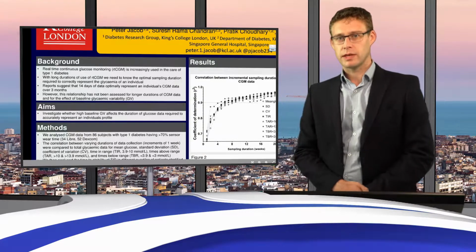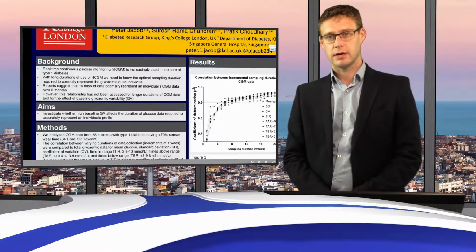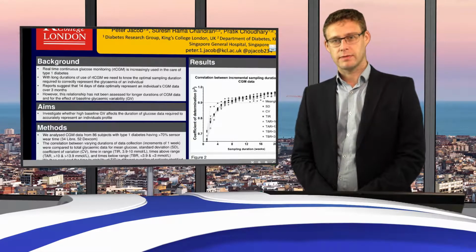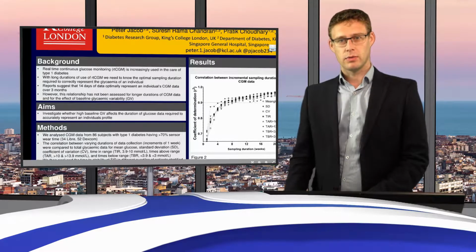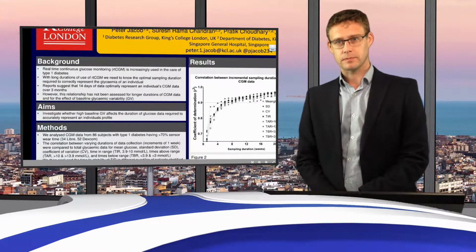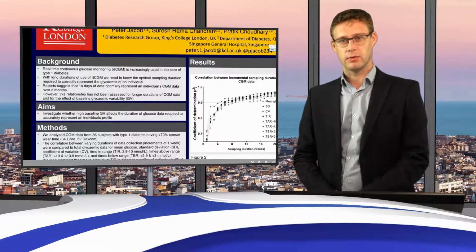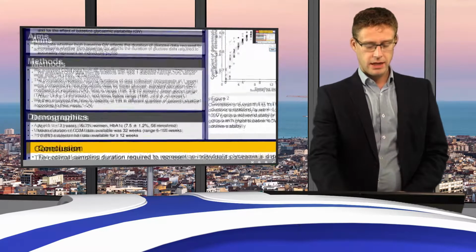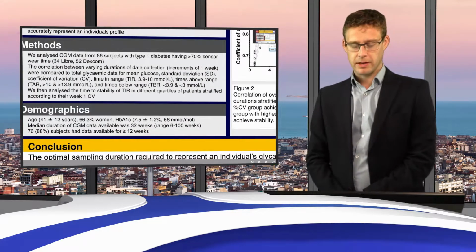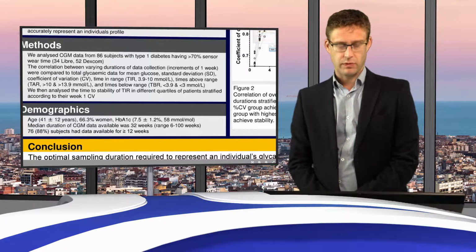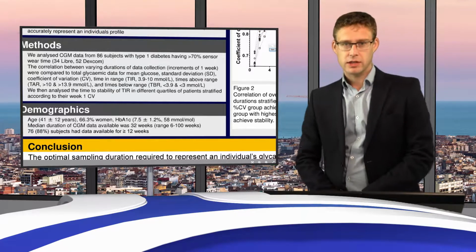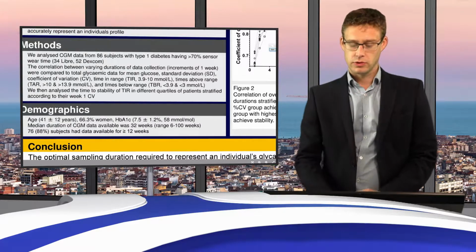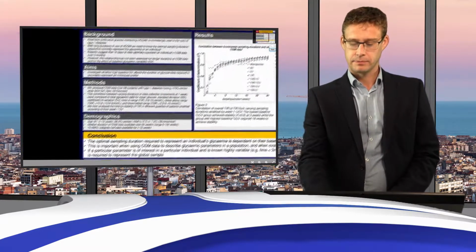So to do this, we identified 86 patients in our clinical diabetes service with type 1 diabetes who had greater than 70% sensor wear time, either with the Freestyle Libre or the Dexcom, and who shared their data with our clinical service. Our cohort had a mean age of 41 years, with 2/3 female, and had an HbA1c of 7.5%. The median duration of CGM data available was 32 weeks, and the vast majority had more than 12 weeks of data available.